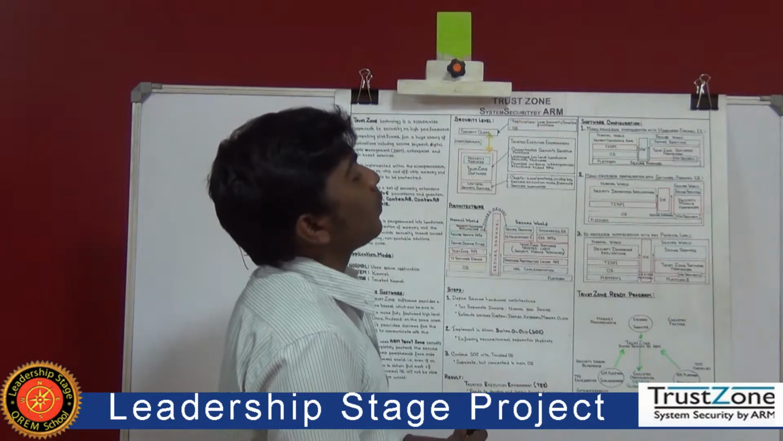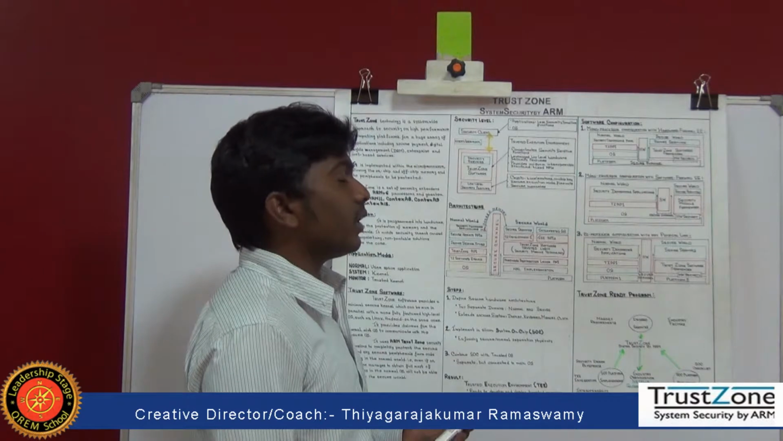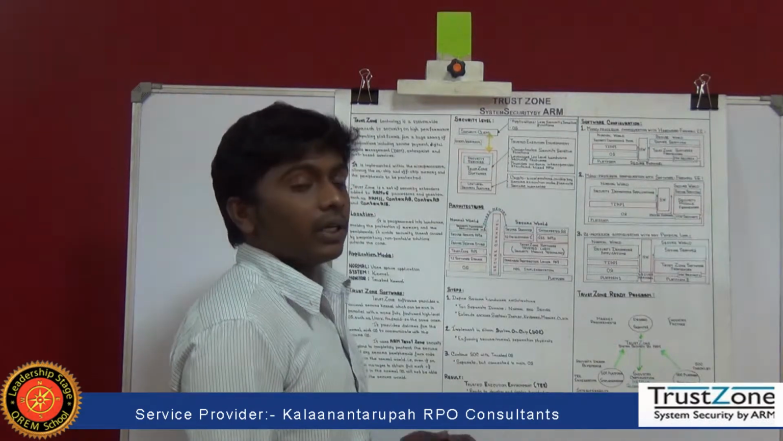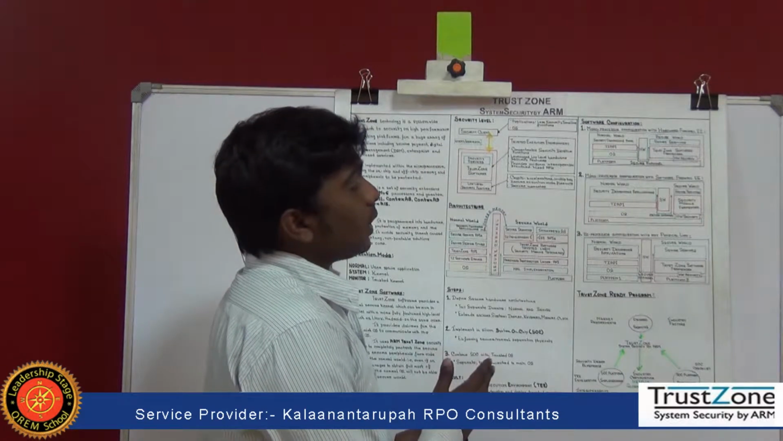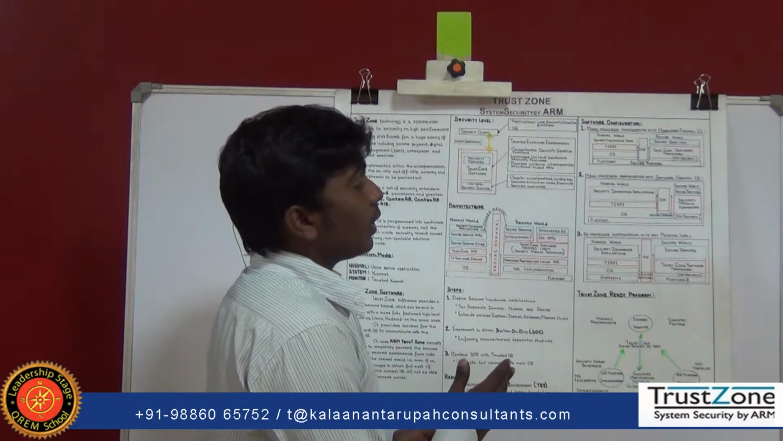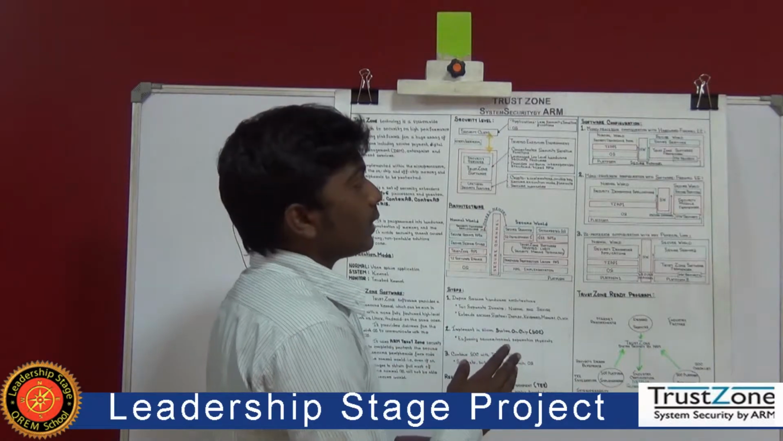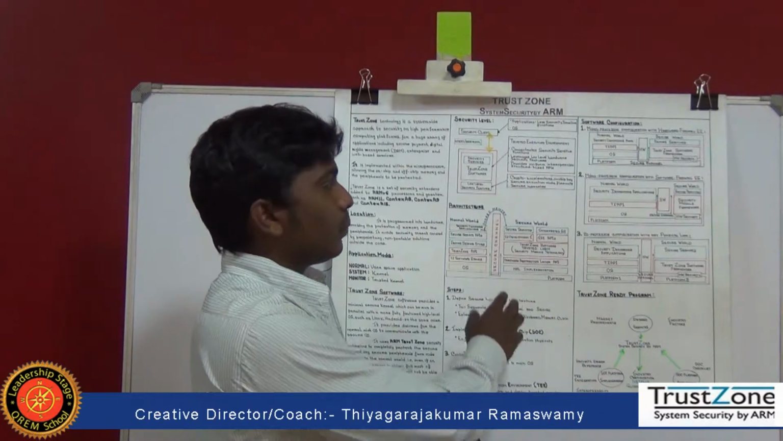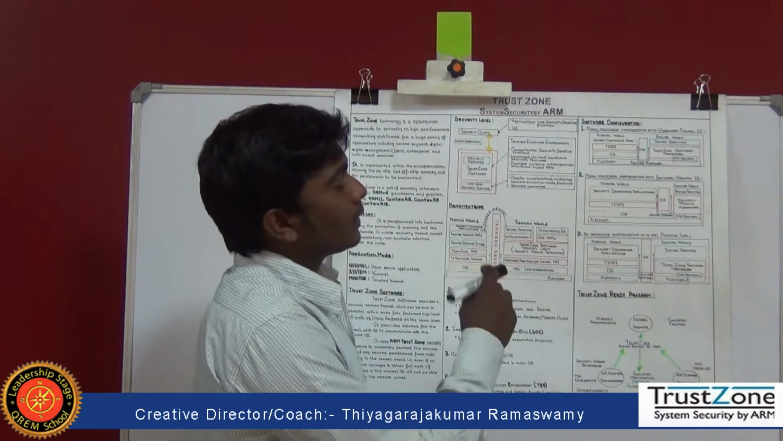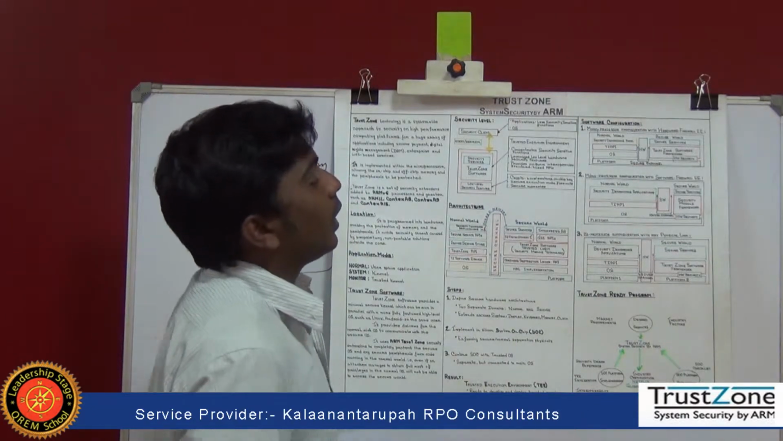In this, the normal OS and the secure OS are separated using hardware. The hardware must be TrustZone hardware. Since it is used in hardware, both the normal and the secure OS run on the same platform, and the normal OS is controlled by its separate OS, and the secure OS is controlled by the secure kernel.